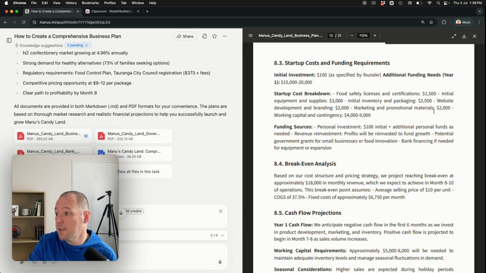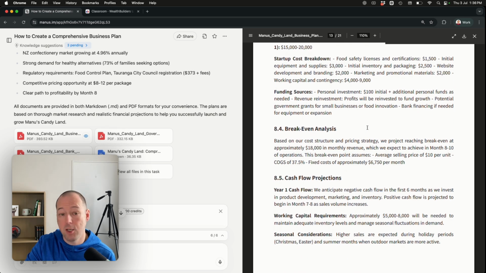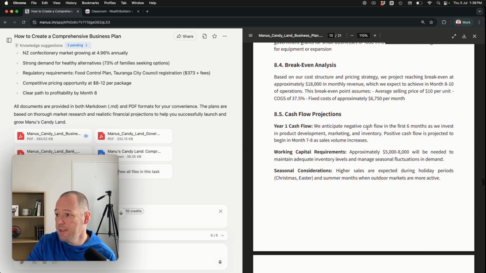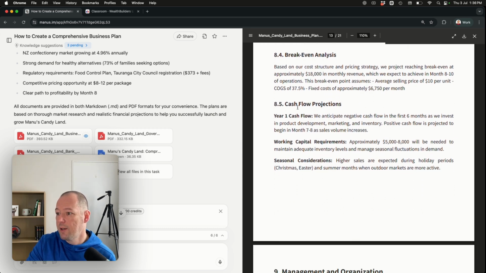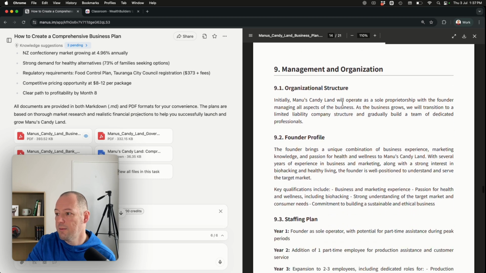Marketing and promotional materials, $2,000. Working capital, $4,000 to $9,000. So you see, we can even reduce it by some positions, leveraging AI in the process. And that's really something I'm passionate about, and I'm sharing widely in our Wealth Builders University. More about this later. Break-even analysis. So this is like going through how it actually comes up with the result that after 8 months we will be at break-even. This is just fantastic.